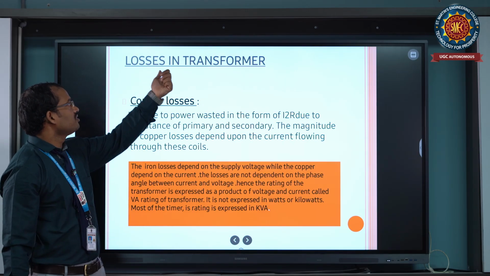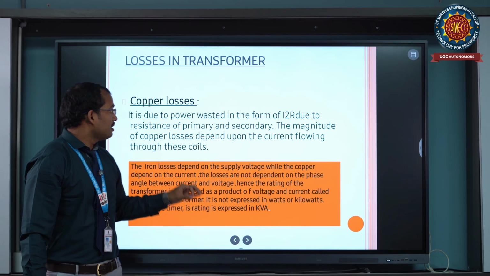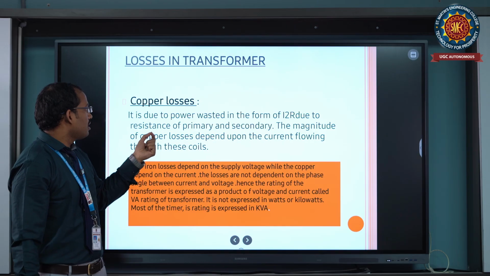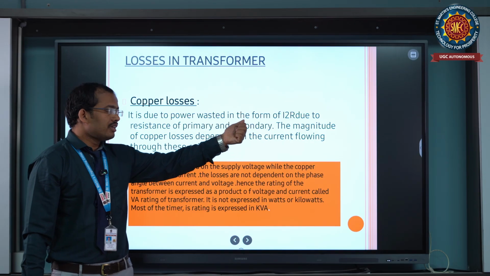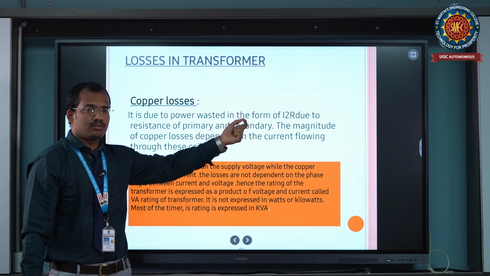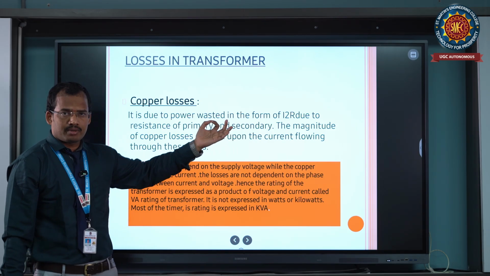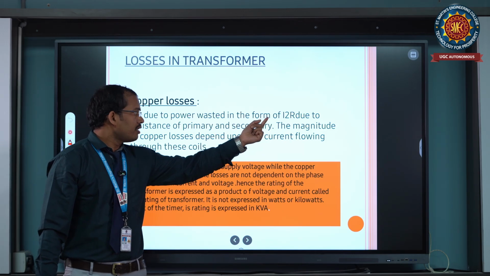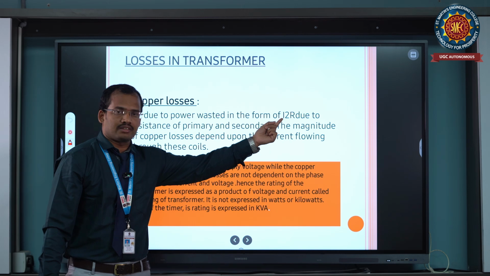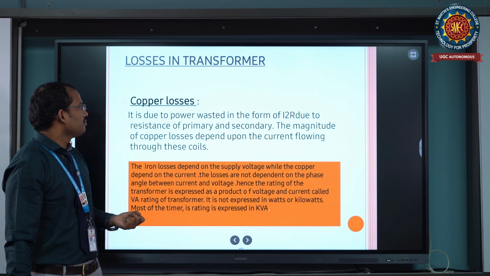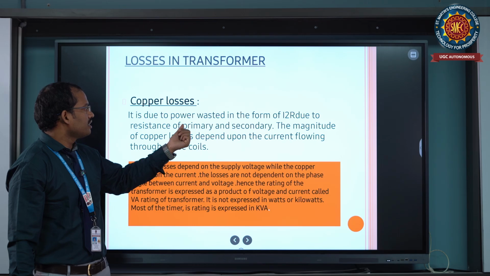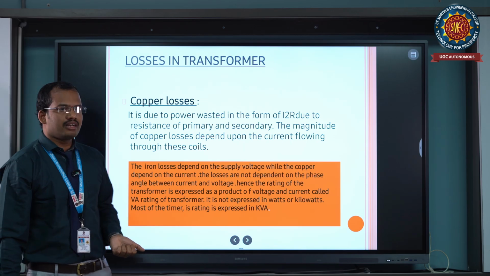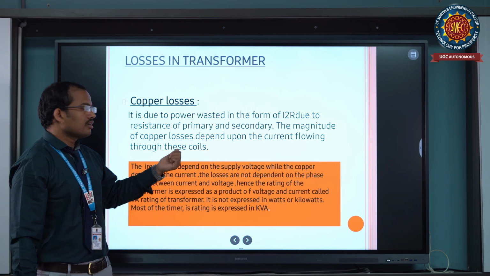And next one, the major losses in a transformer. Basically the losses in a transformer are copper losses and iron losses. How do copper losses occur? It is related to the windings. We already know that a transformer has two windings, the primary winding and the secondary winding. Current flows through the resistance of the windings from primary to secondary, so the magnitude of the copper losses depends upon the current flowing through these coils.